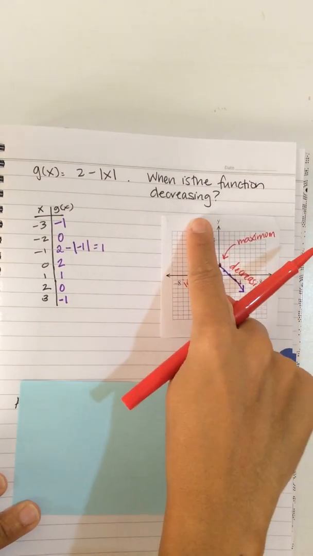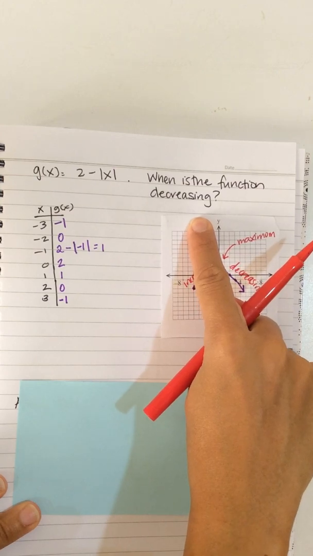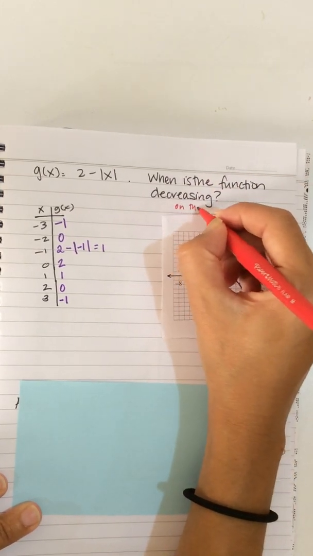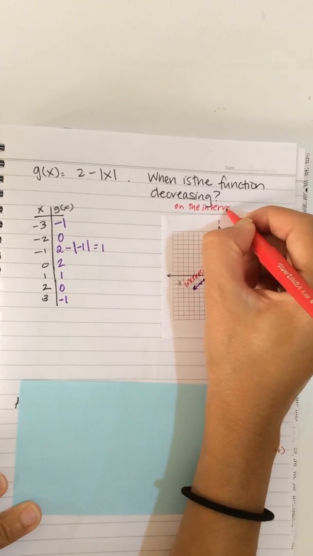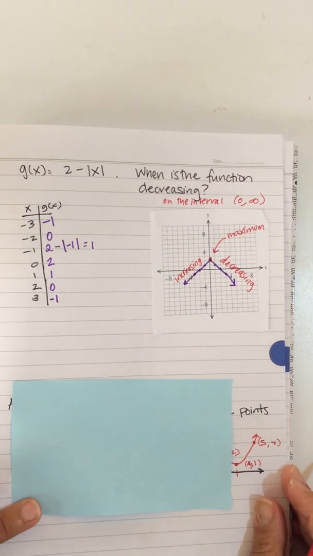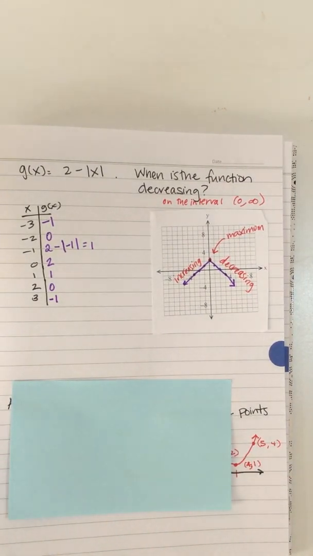So if I had to answer this question, when is the function decreasing? The function is decreasing on the interval from 0 to infinity, right? So that's how we could write that. Hopefully some of this stuff is coming back to you quickly.